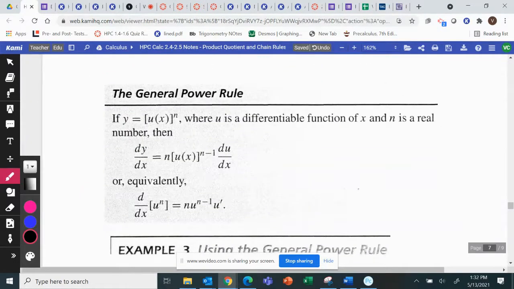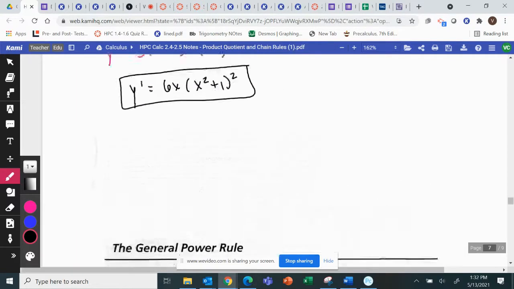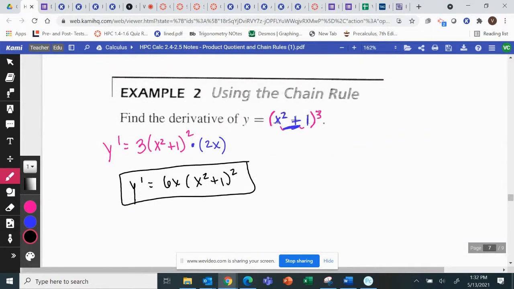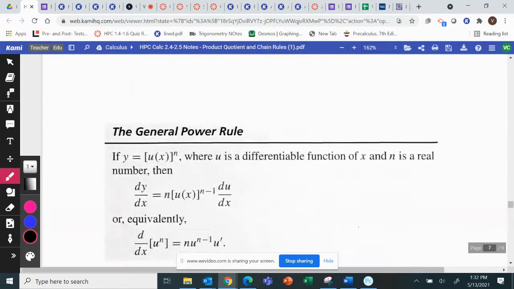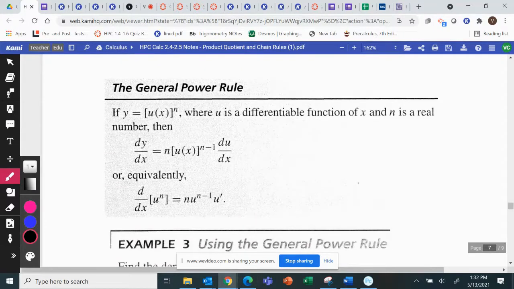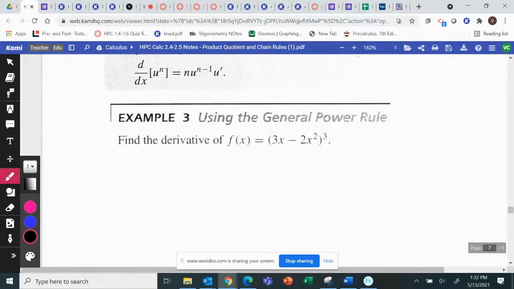So they summarized what we just did, and we called it the general power rule. Not all of the chain rules that we are doing are this kind, but if they are in this same form where you're taking the power, putting it in front, dropping it down, and then multiplying by the derivative of the inside, that is called the general power rule. So that is the chain rule. It just has a more specified name. So let's do it again.